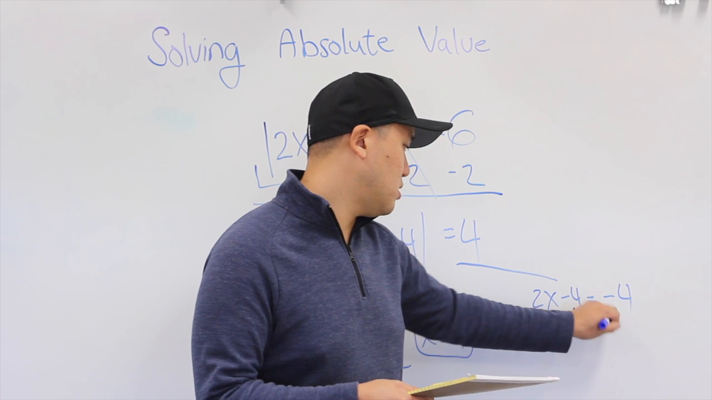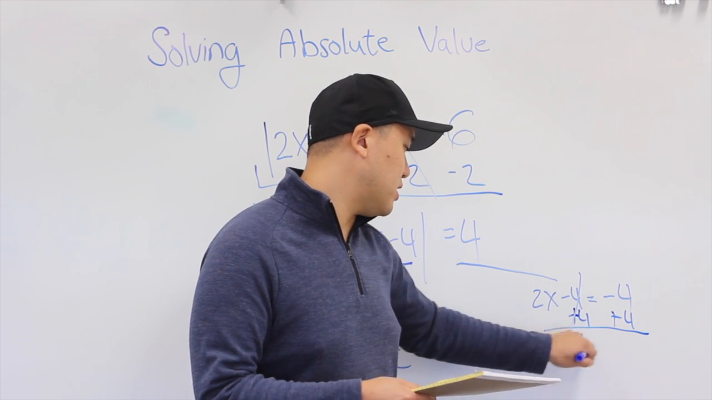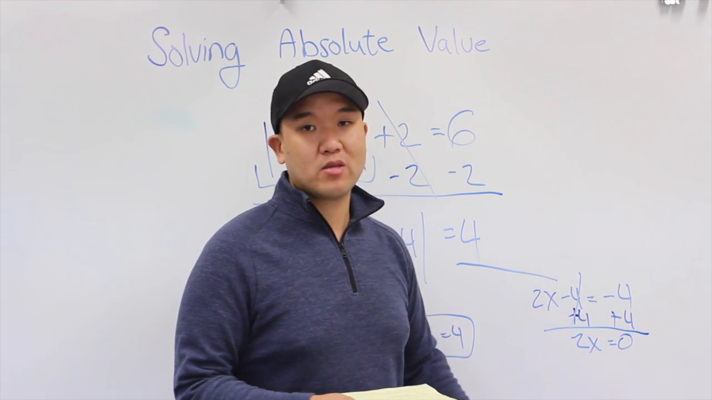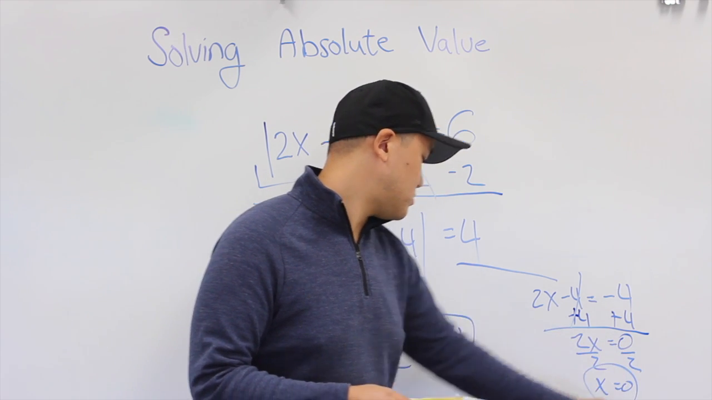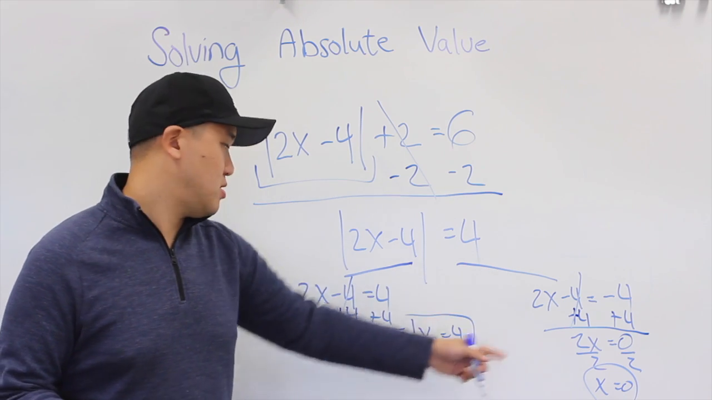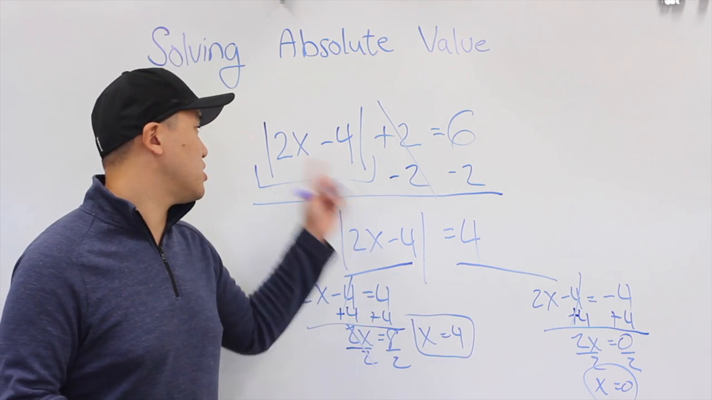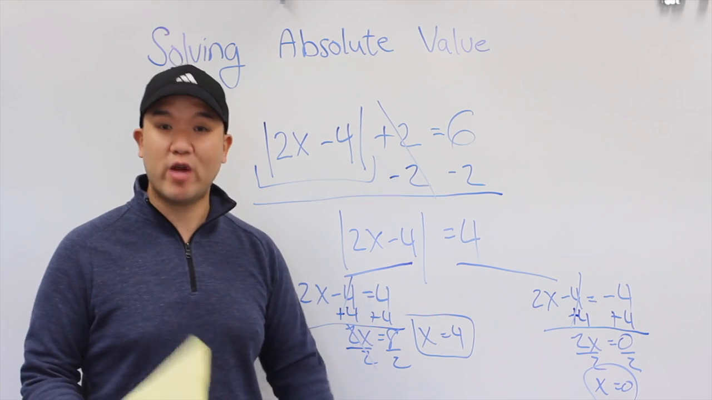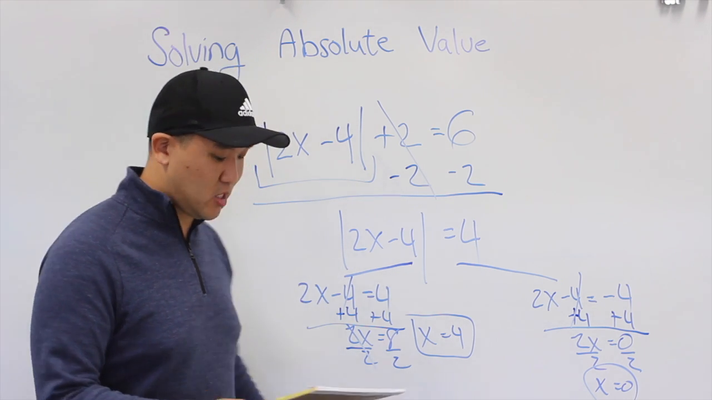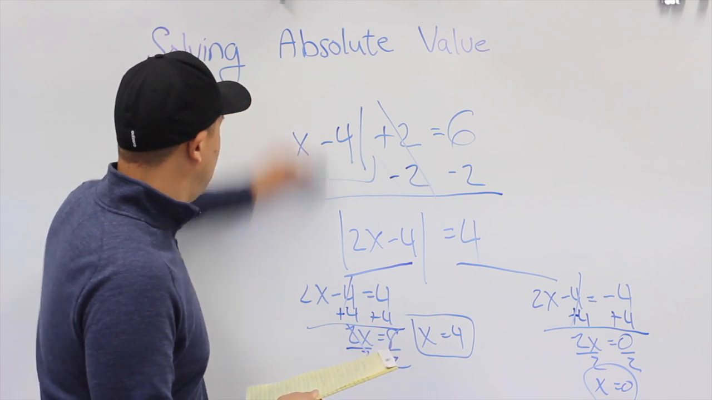You add 4. What happens when we add 4? We get 2x equals 0. If you divide by 2, we get x equals 0. So 2 answers. We have 0 and we have 4. If you plug it in, it'll work. See where your mistakes are. If you got it right, great. Let's challenge ourselves for the next problem. Let's go to our advanced problem.